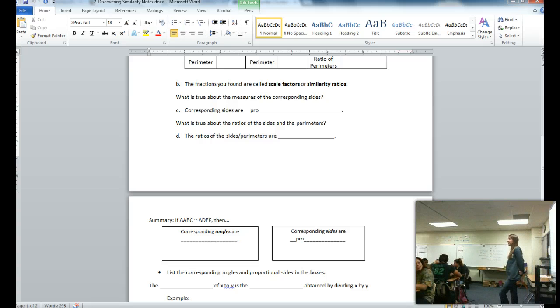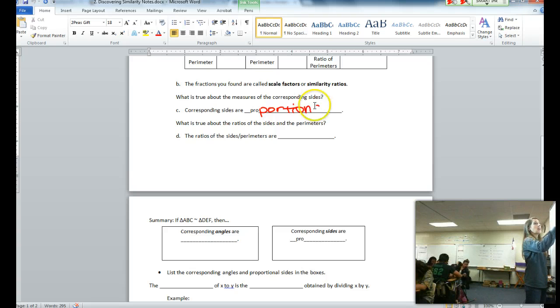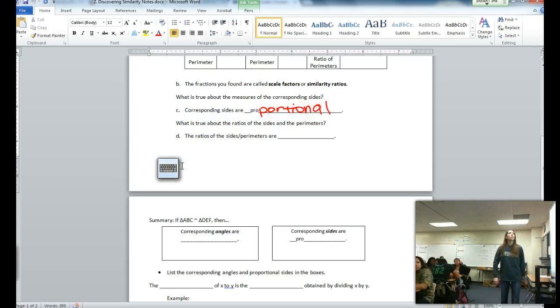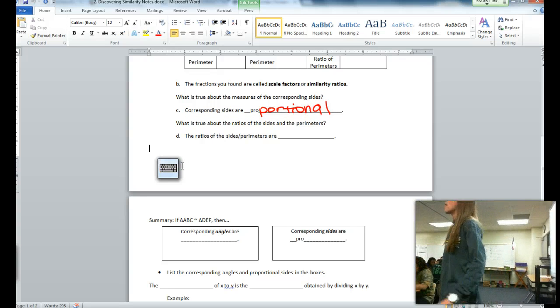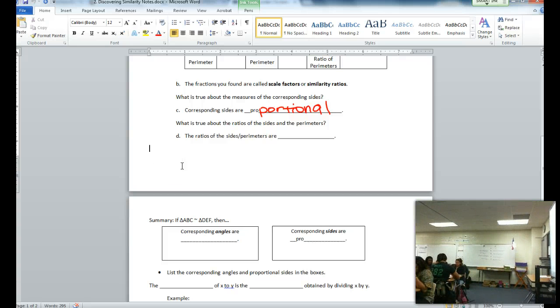It's on the board somewhere. Oh, proportion. Proportional. The sides are proportional. That's how you spell it. What is true about the measures of the corresponding sides? They are proportional. Now, the triangles are similar. I know you were trying to say similar. The triangles are similar, but the sides are proportional.